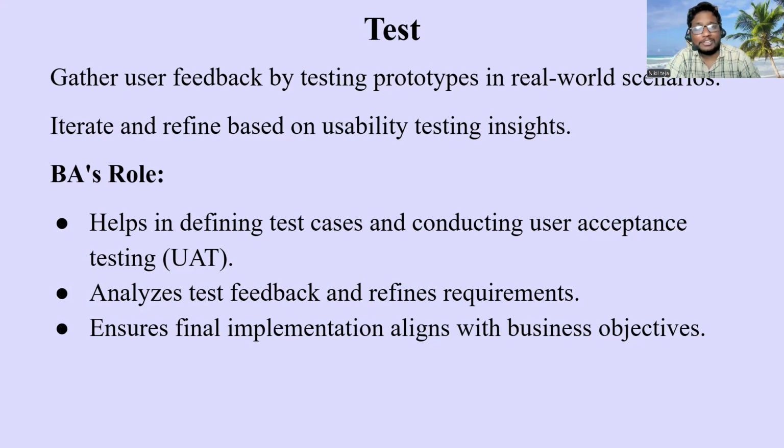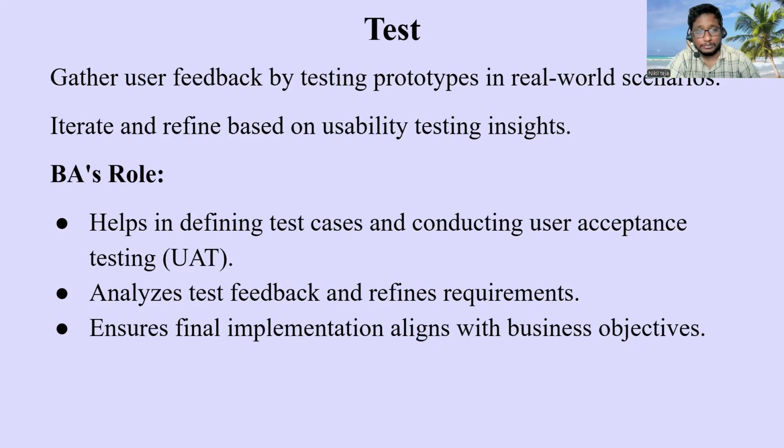Gather user feedback by testing prototypes in real world scenarios. So we'll be gathering user feedback, testing the prototype, and doing improvements. As simple as that, right? Iterate and refine. Iterate is nothing but we will be iterating. We will be doing changes in the next version. Iterate and refine based on usability testing insights. Based upon the insights and the feedback of the testing phase, you will be iterating and refining the requirements.